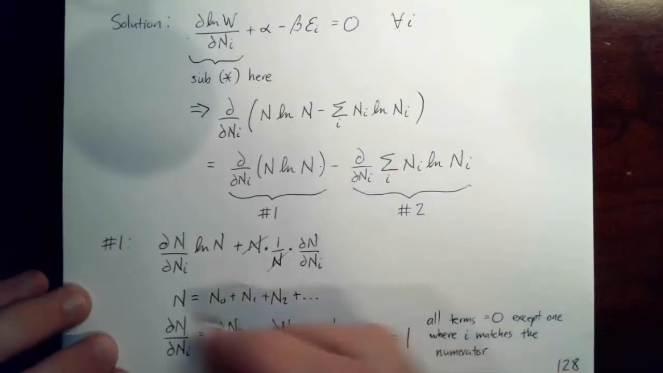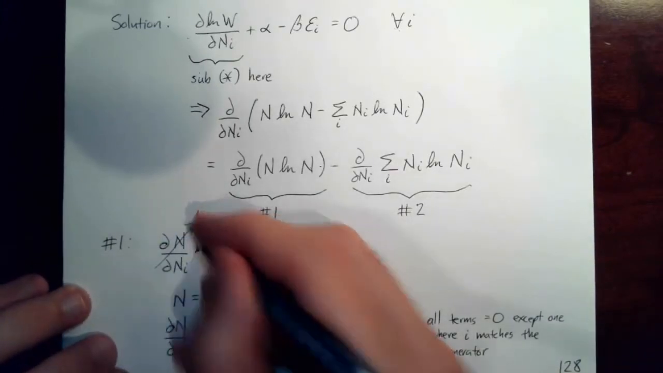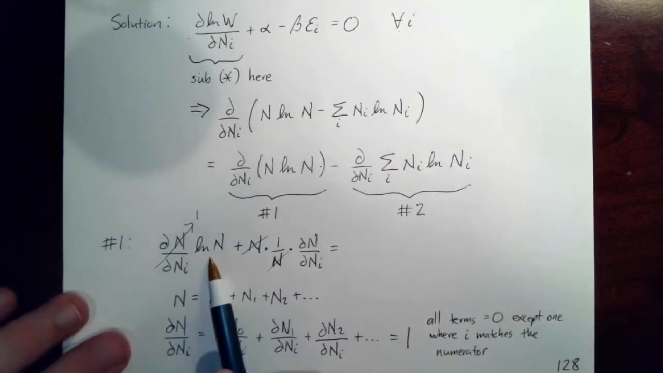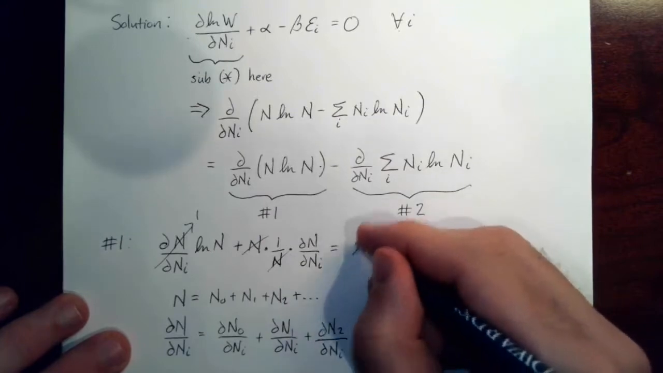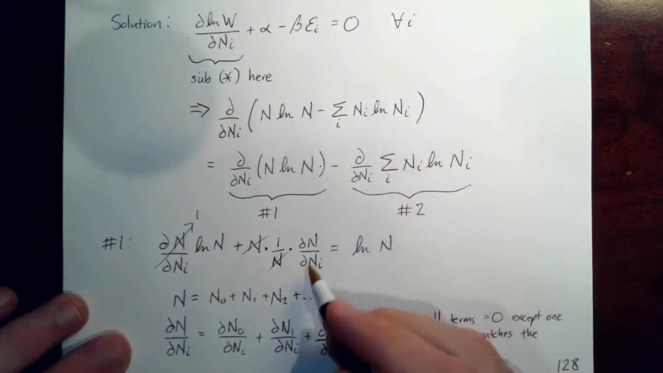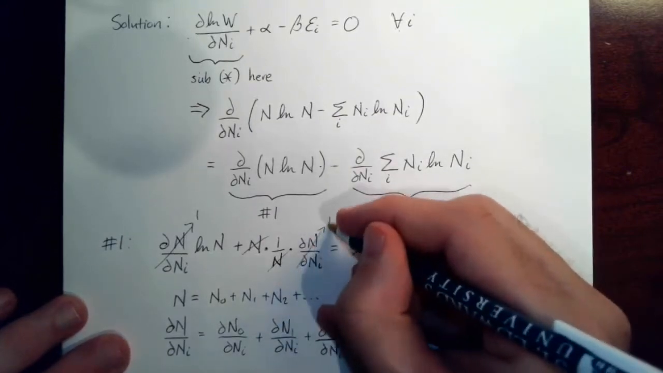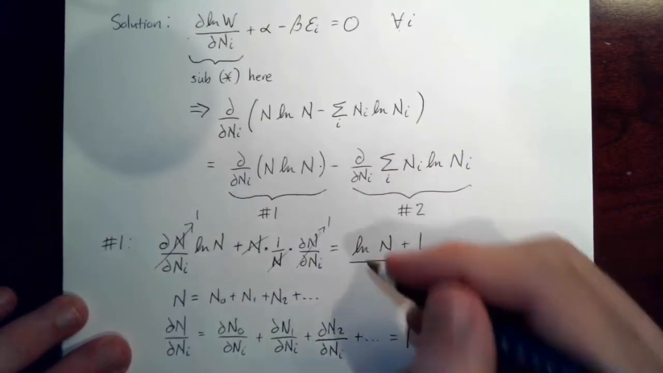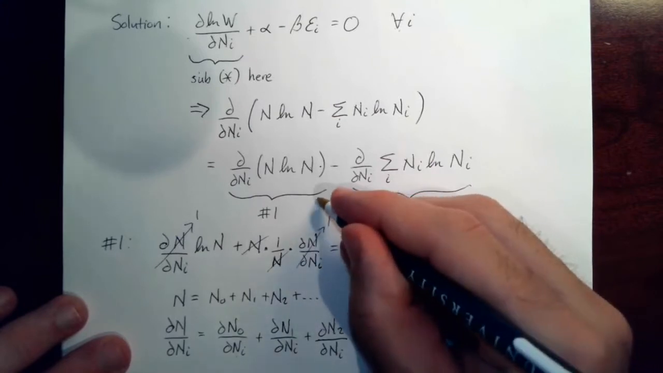Okay, so this then is just 1. And so this simplifies quite a bit. I'm left with the natural log of n plus, and this simplifies to 1. Okay, natural log of n plus 1. That's going to go here.